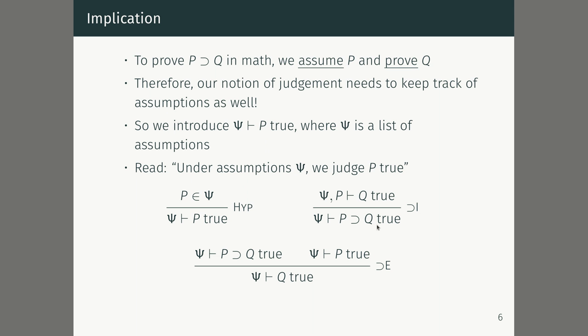And the way that we prove implications is, just as I said before, to judge under psi that P implies Q is true, we judge that Q is true with the additional assumption that P is true. So if we prove from psi and P that Q is true, we can conclude that under the assumption psi, P implies Q is true. That is how we introduce an implication. And the way that we use an implication is we say, well, if we have judged P implies Q to be true, and we have also judged that P is true, then we can judge that Q is true, because P implies Q says if you know P, then Q, and over here we've proved P, so therefore Q holds.